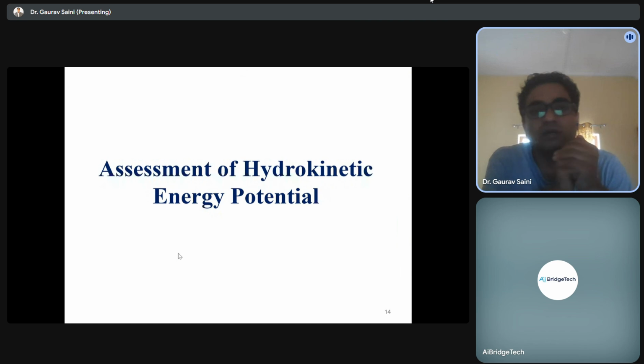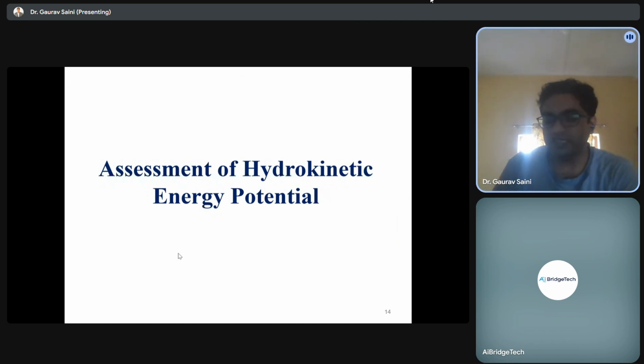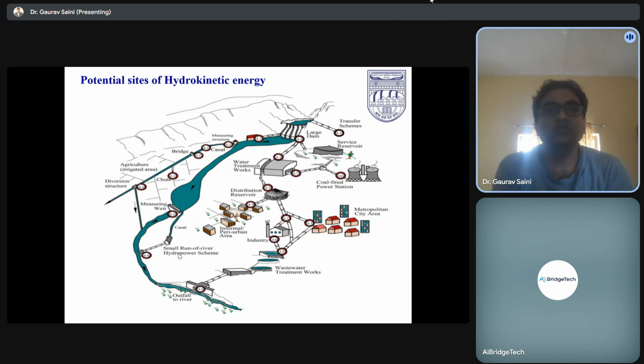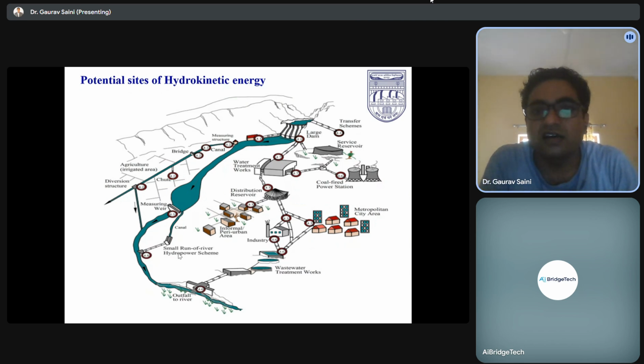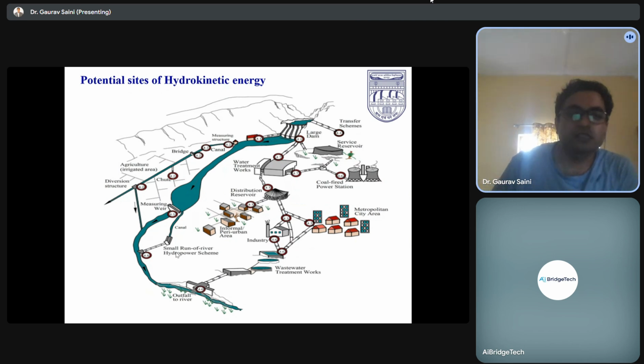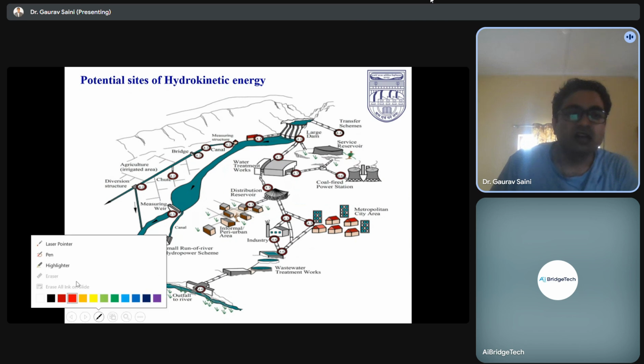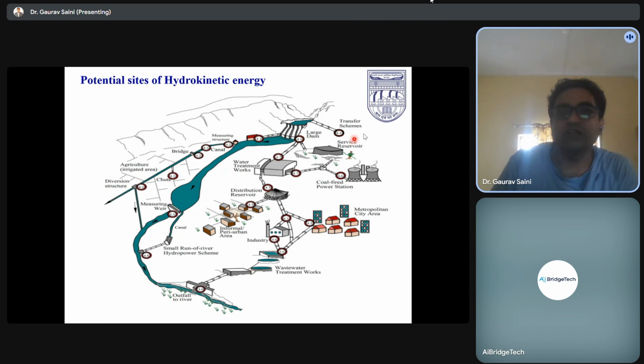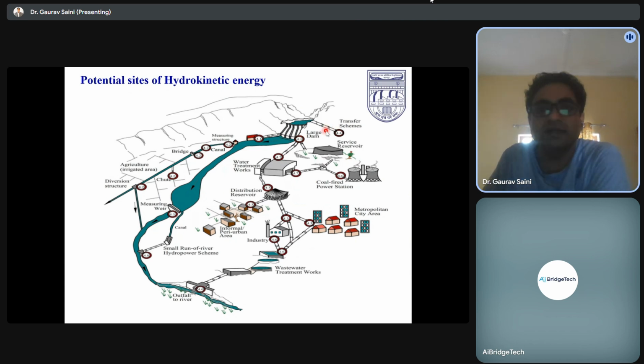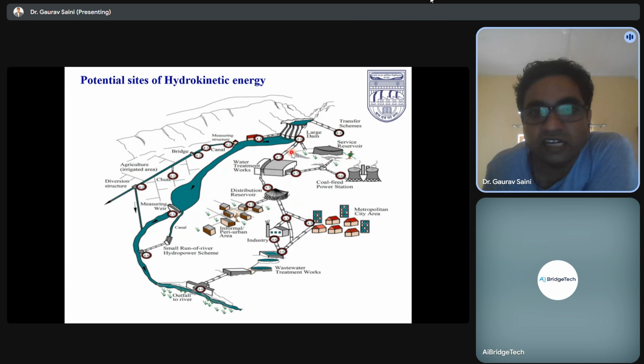So if we talk about the assessment of hydrokinetic energy potential, there are a lot of hydrokinetic potential sites. Here we have the large dam. In the large dams, we may have different transfer schemes. These transfer schemes may be utilized to transfer the water from one location to another. And there may be water treatment works that may be driven through gravity-driven pipes or through open channel flow. So that open channel flow may also be utilized for hydrokinetic energy.